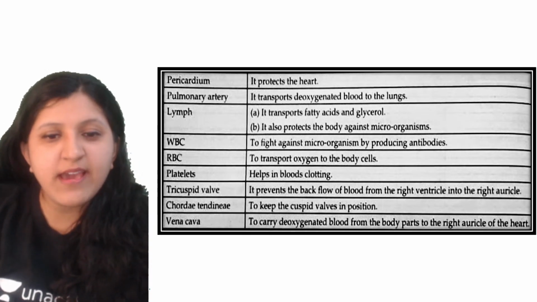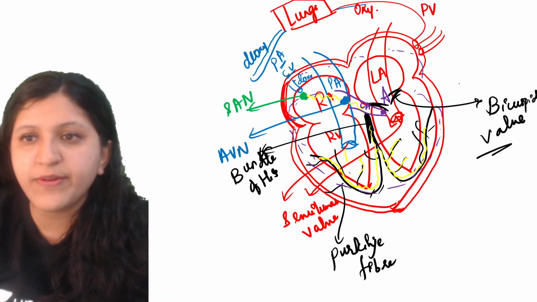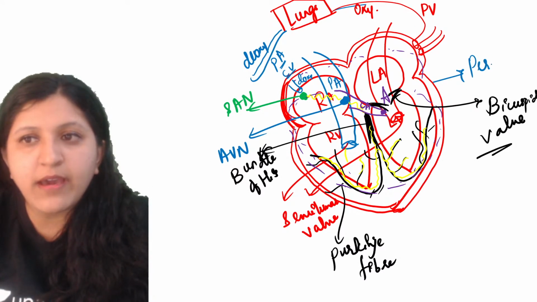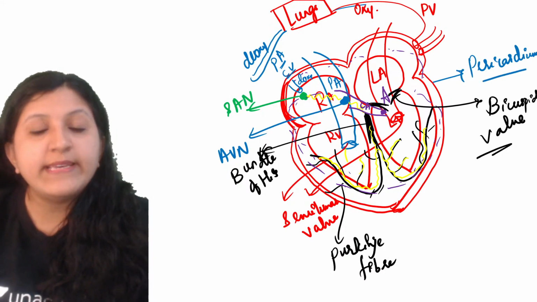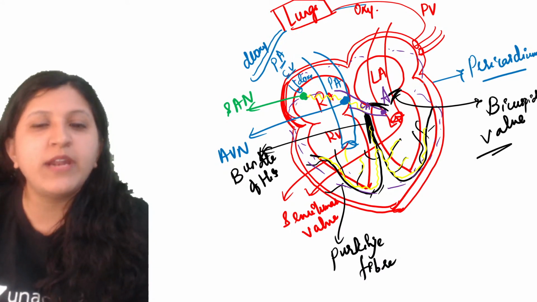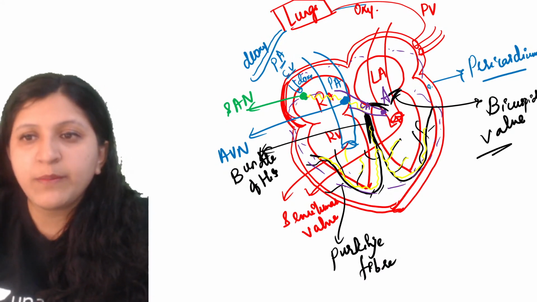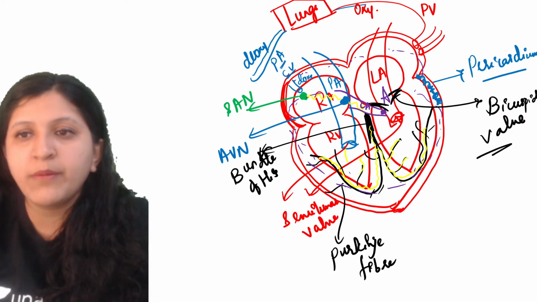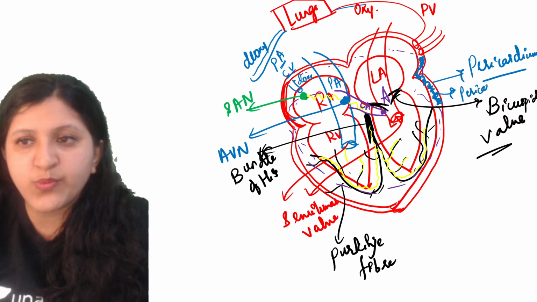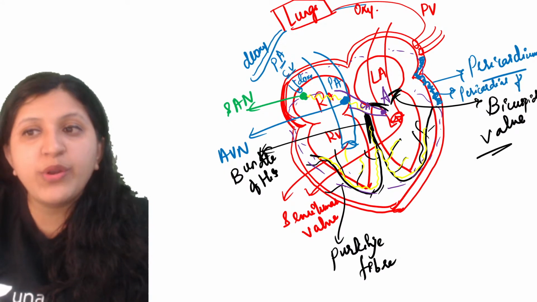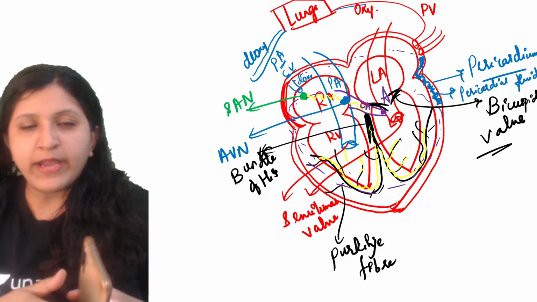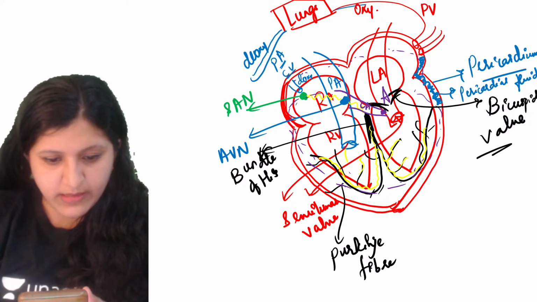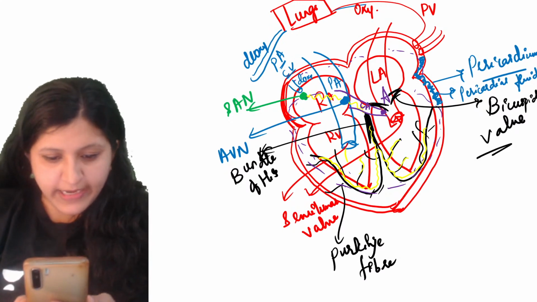This protects the heart. So I'll just label it here itself. So this is now a pericardium. Pericardium is providing a double layer of protection, so outer and inner pericardium is there. In between these layers you can find a pericardial fluid as well. This pericardial fluid will act as a shock absorber, basically providing you protection from the mechanical injury.